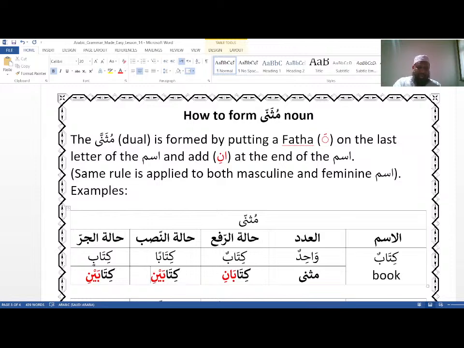Muthanna i'rab: the ending case of muthanna is with a letter, not a haraka. The ending case of a wahid ism, yes, is with haraka. But a muthanna ism's ending case is with letters. For halatul rafa, it is the letter alif, and for halatul nasab and jar, it is the letter ya.